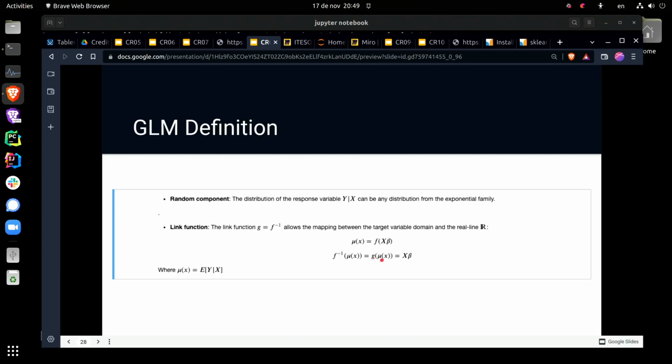So g applied over this function will be equal directly to the linear combination of the independent variables, and the nomenclature of g is actually very common in the literature, right? So that's why we're also using g in this class instead of f. Although f is a little bit more intuitive, g is the convention. Okay, so we need to think about g. What can we propose as this function?